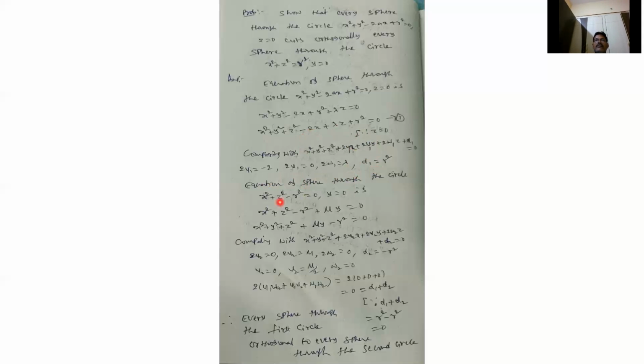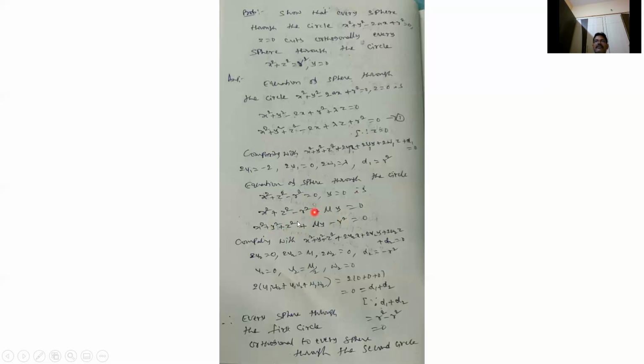Similarly, the equation of the sphere through the second circle. The second circle is x square plus z square equal to r square. Taking the left hand side, x square plus z square minus r square equal to 0, y equal to 0. So plus mu y equal to 0. Here in place of lambda I have written mu: x square plus z square minus r square plus mu y equal to 0. So we'll get x square, because y is 0.